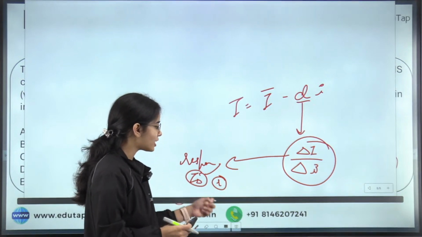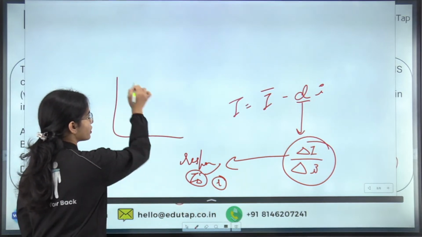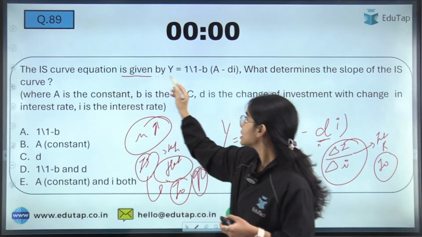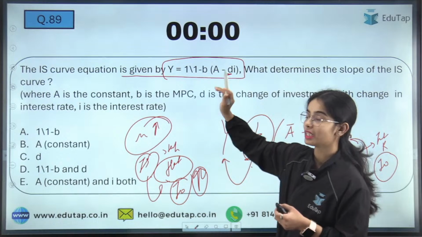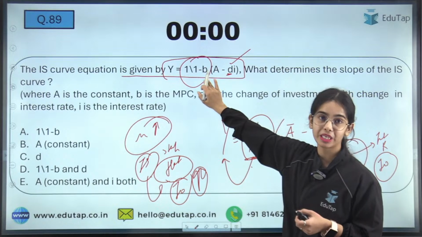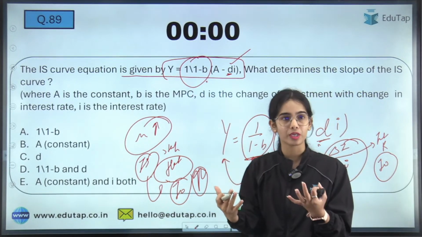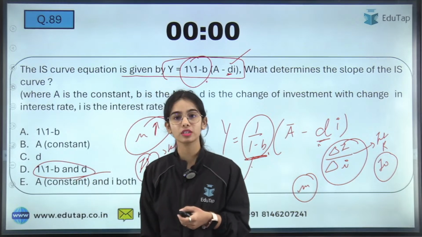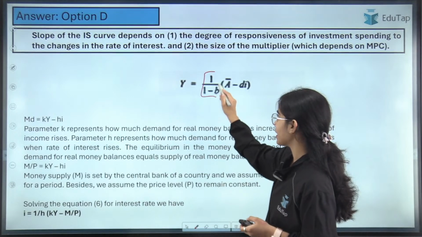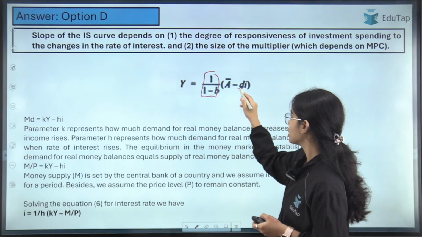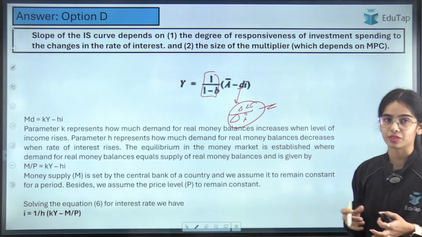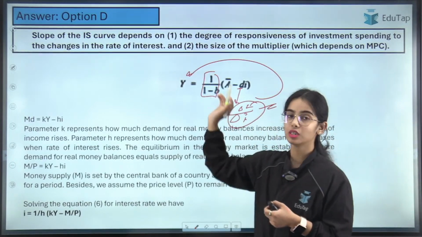If the investment demand is very responsive to the rate of interest, the IS curve will be flat. So in this equation of the IS curve, d shows the responsiveness of the investment demand to the rate of interest. So d and 1/(1-b), that is the multiplier, they both show the slope. So here the answer is d. Got it? So the multiplier and d, the responsiveness of investment demand to interest rate, both show the slope of the IS curve.